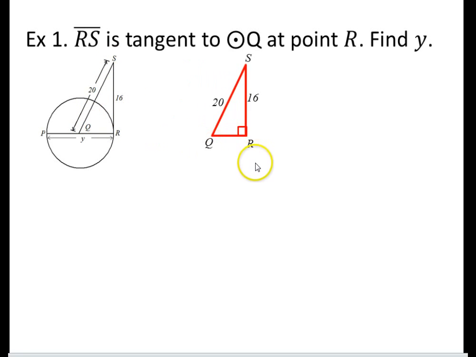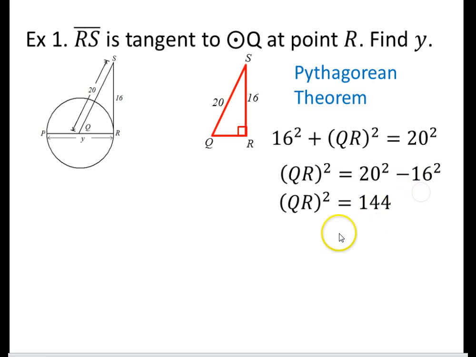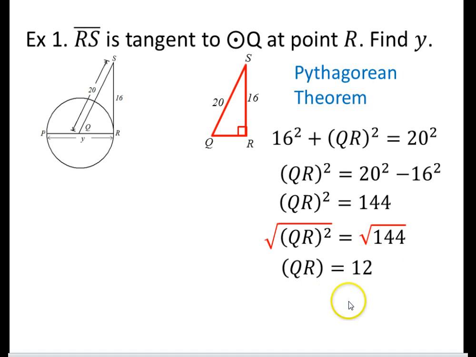So we'll pull that over to the side and use the Pythagorean theorem to find the missing part. Leg squared plus leg squared equals hypotenuse squared. So QR squared equals 20 squared minus 16 squared. QR squared equals 144. Take the square root of both sides. QR equals 12. But that's not the answer to the question. The question says find Y. So Y is 2 times QR, and that equals 24.